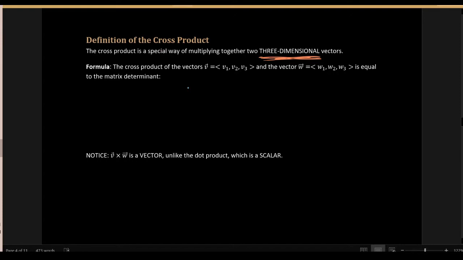I have one vector whose components are v1, v2, v3, a second vector whose components are w1, w2, and w3. If I want to take the cross product of v with w, then I can take the matrix determinant where the first row is the standard basis vectors i, j, k. The second row are the entries of the vector v. And the third row are the components of the vector w.